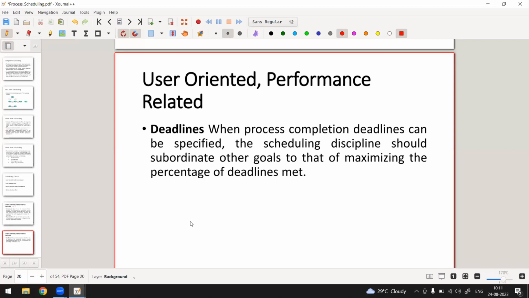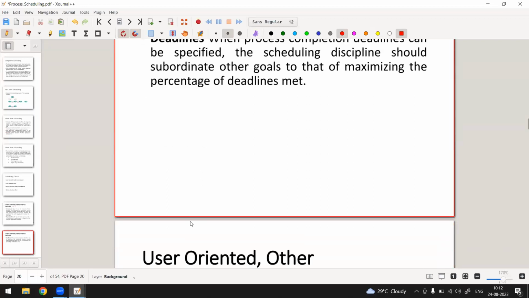So deadline means you are given some time duration under which your process should complete its execution, and that kind of time duration is called deadline. The deadline should be satisfied, and that kind of decision is taken by the user oriented performance related criteria. Accordingly the scheduling should be done.